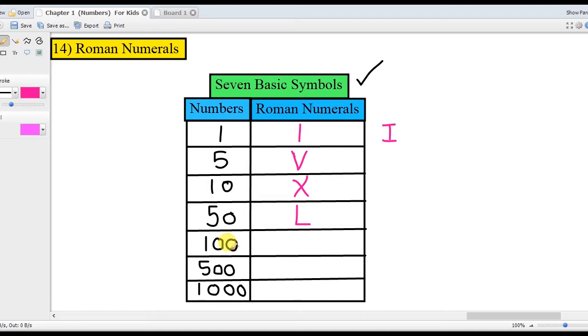Then we have 100, how do we write it in Roman form? That is C. After that 500, so the Roman representation of 500 is D. And finally at last we have 1000. So how do we write it? We represent it with the alphabet M, right? So these are basically the 7 symbols that help you to write any number in the Roman form, right? All other numbers except these 7 are basically the repetition of these 7 numbers.